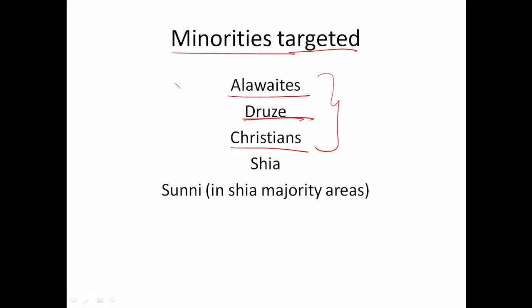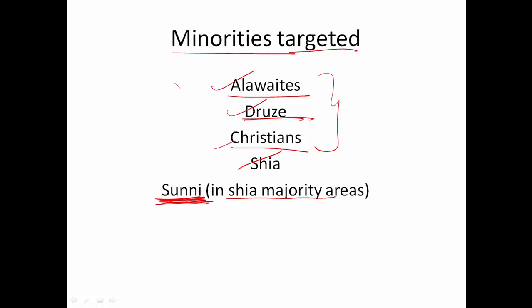On the other hand, the Shias have formed their own militias, and wherever the Shias are in the majority, they have targeted the Sunnis. So both sides have committed crimes against minorities. Remember these names, Alawites and also Druze. Alawites, Druze, Christians and Shias have been targeted, and also Sunnis have been targeted.